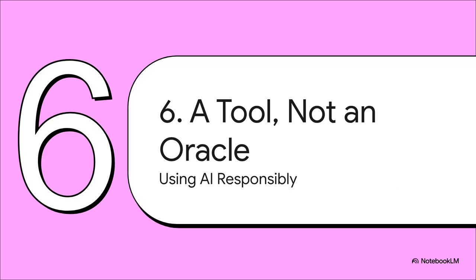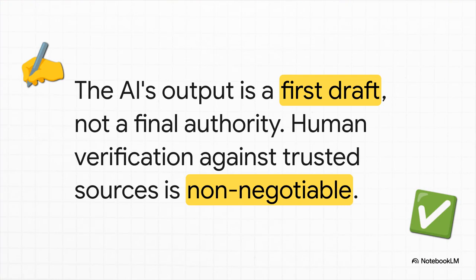Okay, before we finish up, we need to talk about something really important. This is the big one, using this technology responsibly. This is absolutely crucial. If you remember one thing from this whole explainer, make it this. Treat the AI's answer like a first draft from a research assistant, not as the final word from a professor. It's an amazing starting point, but you have to check its work. That part is not optional.